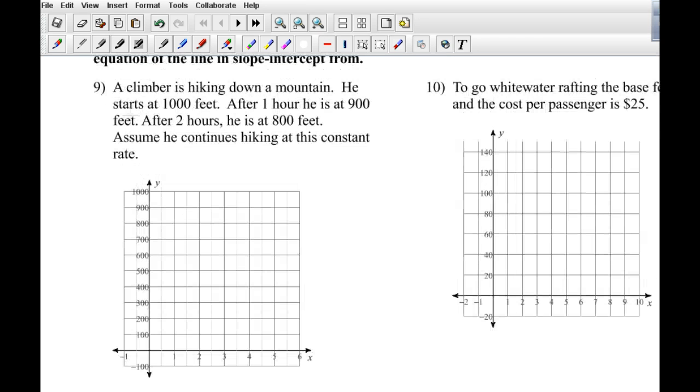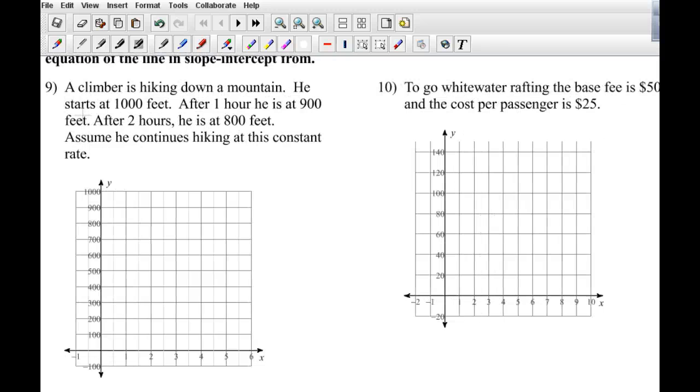On the back are the problems we did before. Again, make T-charts to help you do this. He starts at 1,000 feet. Okay, before you begin, you're at 1,000 feet. At least you know where you're starting from and what happens from there. Make a T-chart to help you out. Okay? All right, good luck.